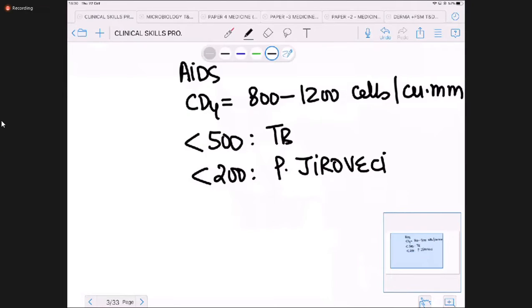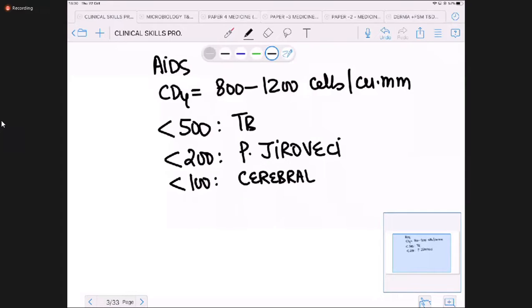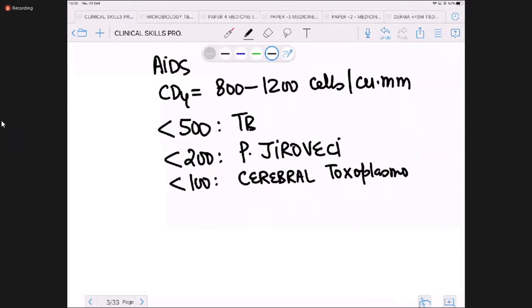When the count goes down to 100, that is what comes in. The person will start having seizures. So the MCQ will describe an AIDS positive patient having convulsions. And why do you have convulsions in an AIDS positive chap, guys? That would be because of cerebral toxoplasmosis. So definitely opportunistic infections should be known, and they love to ask about it.